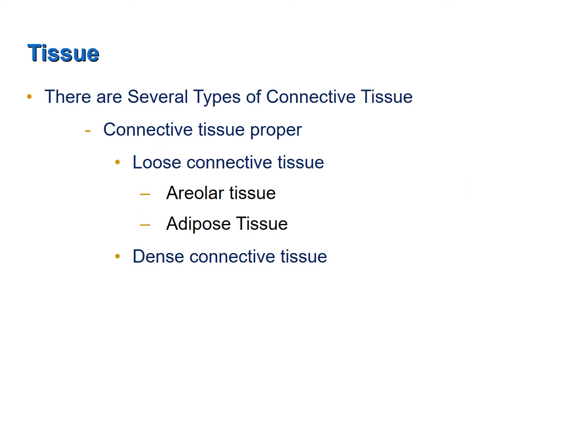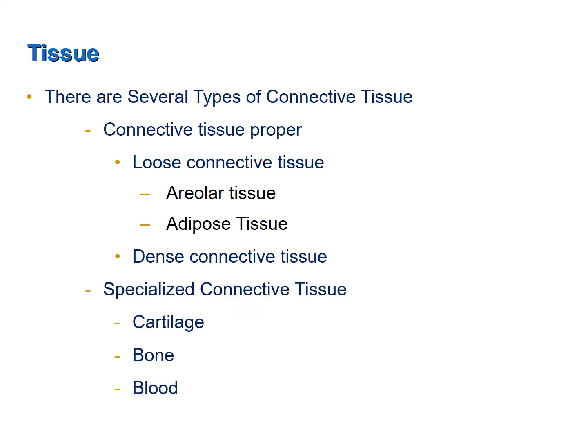There are several types of connective tissue. There is connective tissue proper, which includes loose connective tissue, which includes areolar and adipose tissue. Then you have dense connective tissue. Those are the two subtypes of connective tissue proper. Then you have specialized connective tissue, which include cartilage, bone, and blood.